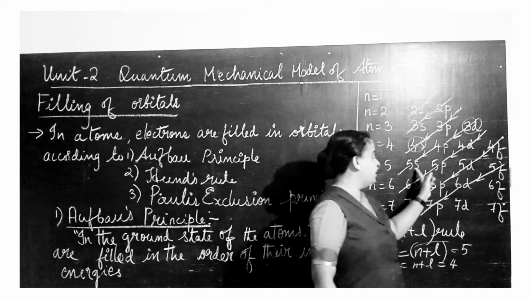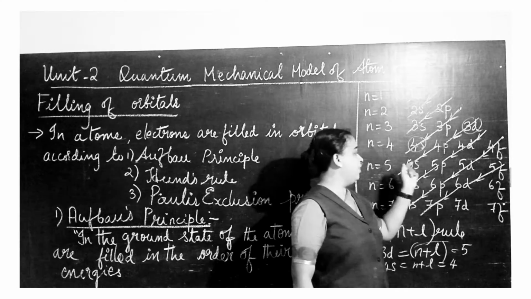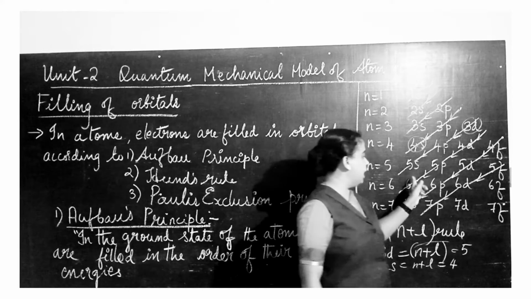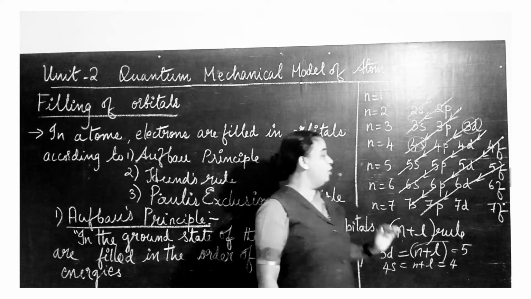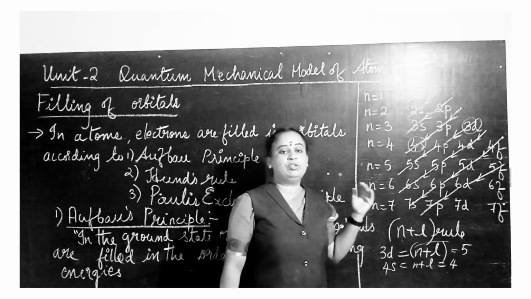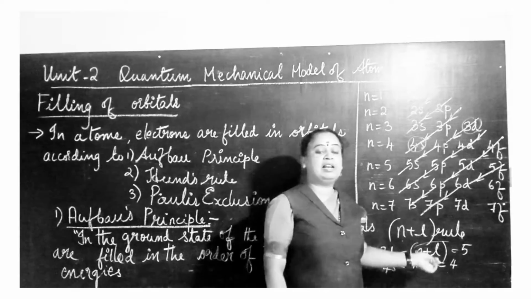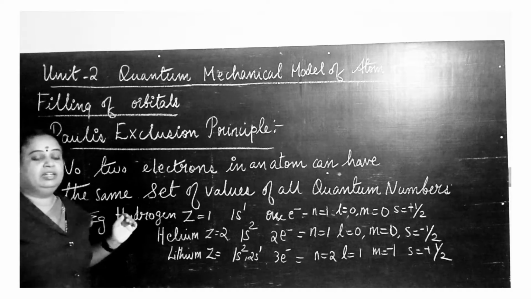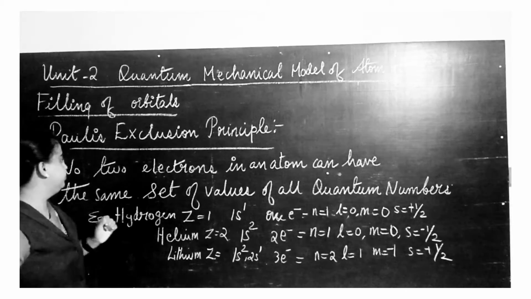Then from 5s again it goes to 4d. Yes, so 4d has greater energy than 5s. Then from 4d again 5p, 5p to 6s. So this arrow indicates the increasing order of energy. So the electrons are filled in these orbitals in the increasing order of energy based on the n plus l value. Okay. Now let us see the second rule, that is Pauli's exclusion principle.